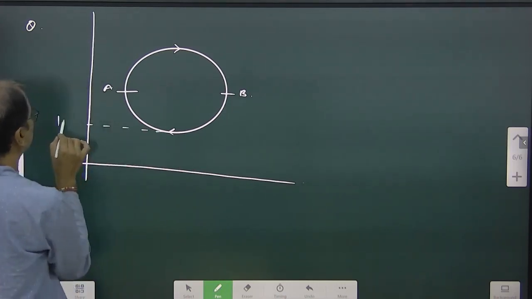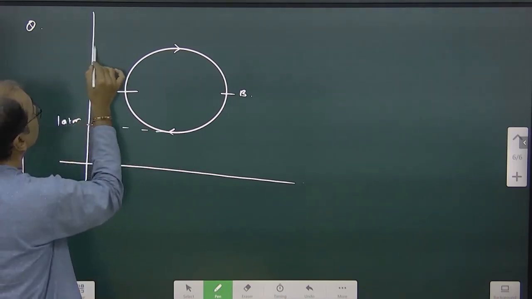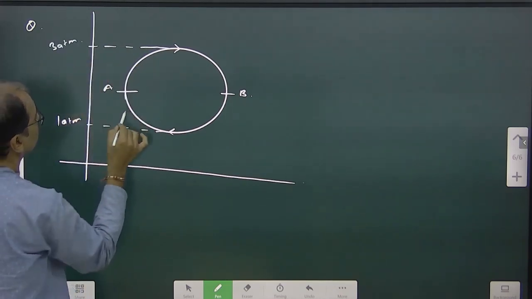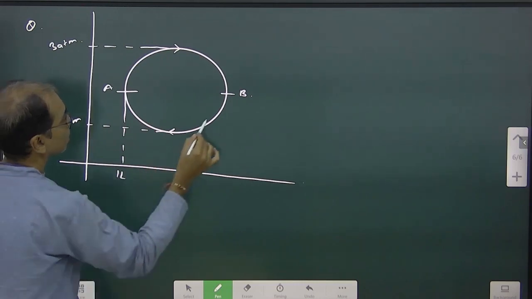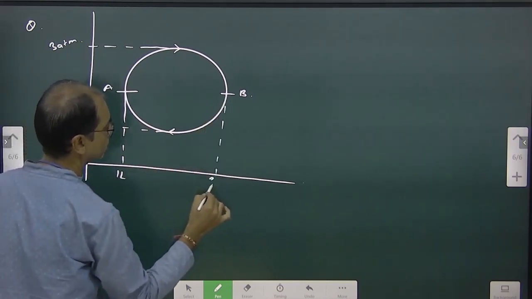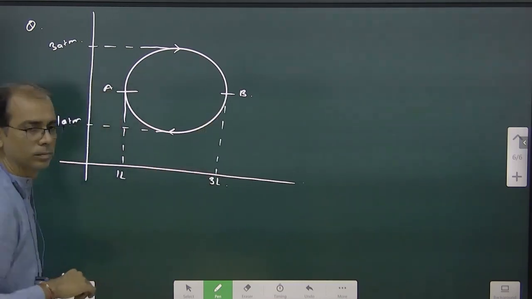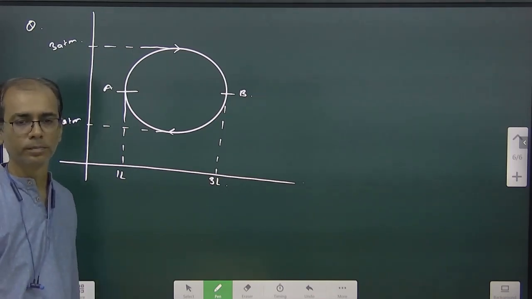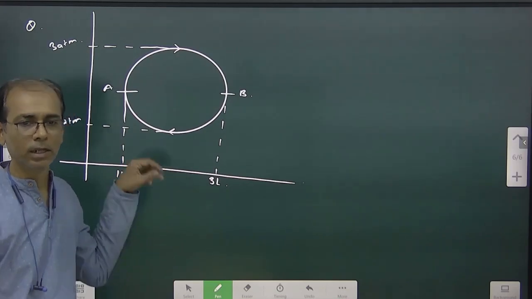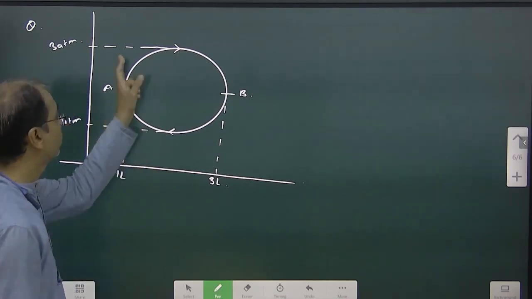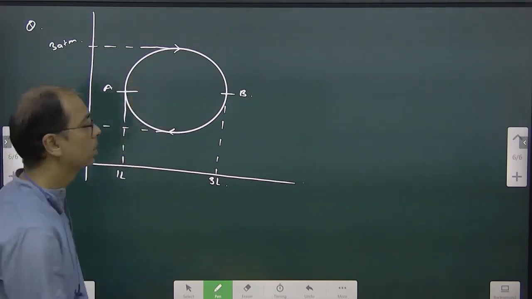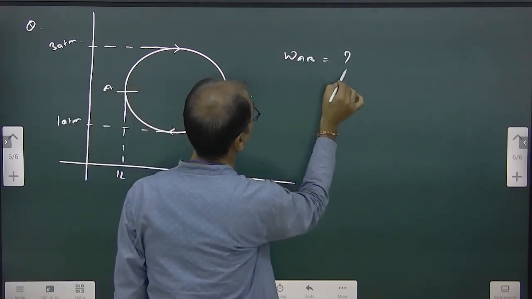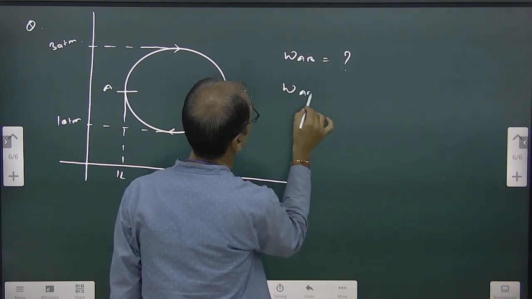Let's assume this is 1 atmospheric. This is 3 atmospheric. This is 1 liter, and this is 3 liter. Now, what is asked from us? Say that work done in AB you find, and then work done in cyclic process you find. Cyclic process means you start from A, come back to A. So first is work done in AB. Then work done in ABA.